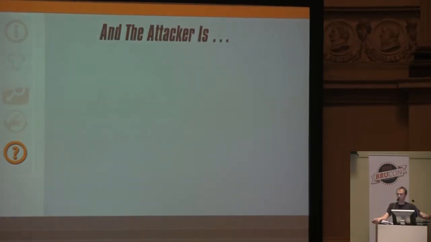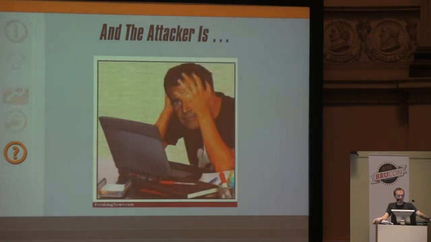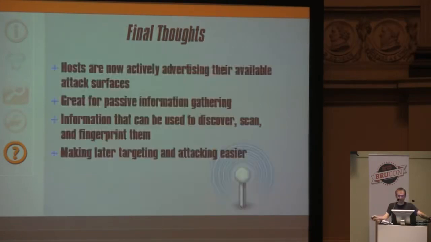Now, we're reaching the end of the talk here, but before I go, I wanted to reveal the secret identity of the typical attacker representing a user of pMap here. The attacker is our good friend Mel Gibson, who just can't seem to stay out of trouble with the law. And he has some parting words for us, some final thoughts. Hosts are now actively advertising their available attack service. It is great for passive information gathering. Information that can be used to discover, scan, and fingerprint them, making later targeting and attacking easier.